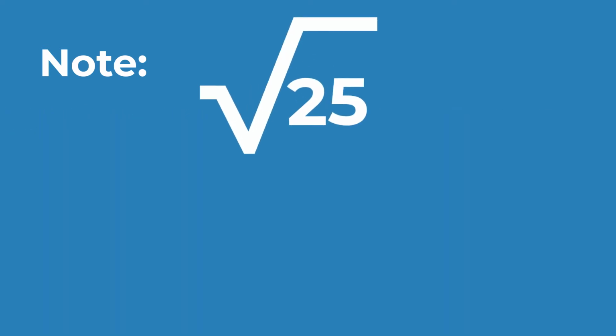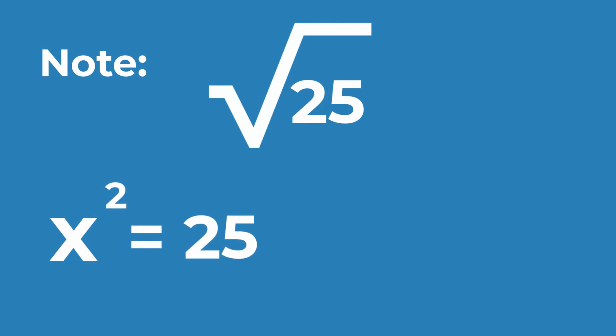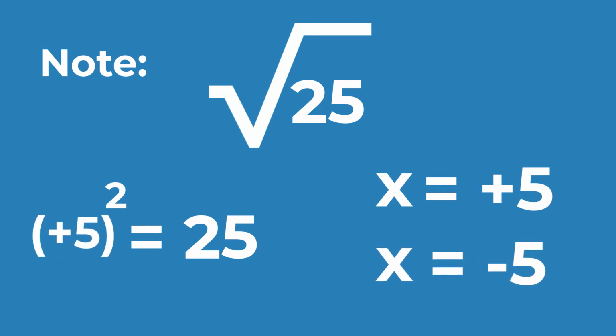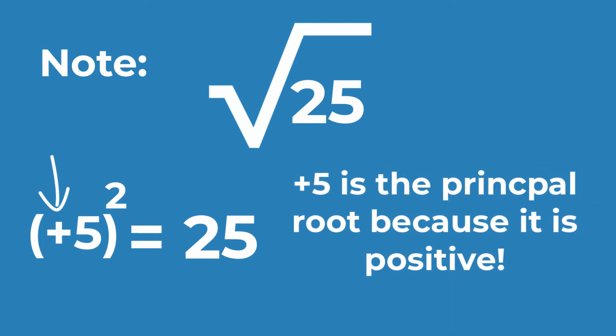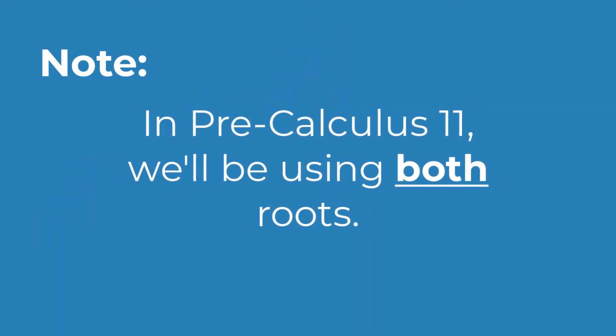Let's take a look at an example. The square root of 25 is 5. But if I'm looking for a number x that is squared that equals 25, I see that x can either be positive 5 or negative 5, because positive 5 squared is 25, and negative 5 squared is also 25. But the positive 5 is the principal root. In pre-calculus 11, though, we'll be working with both roots. Now, let's turn to the whiteboard and try a few more examples.